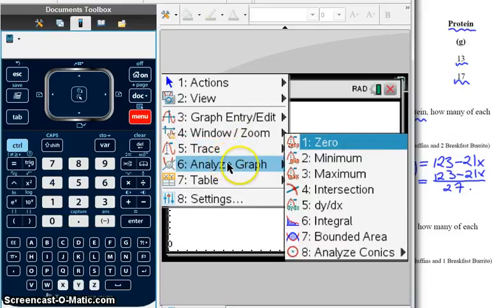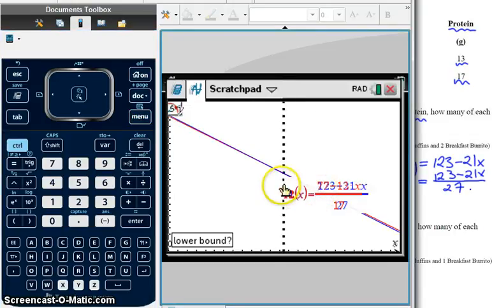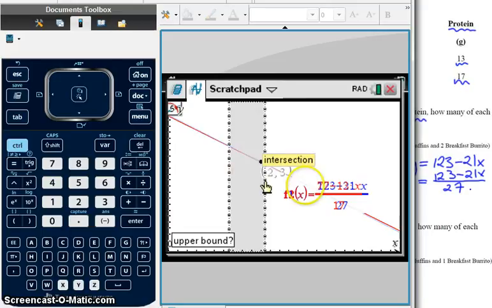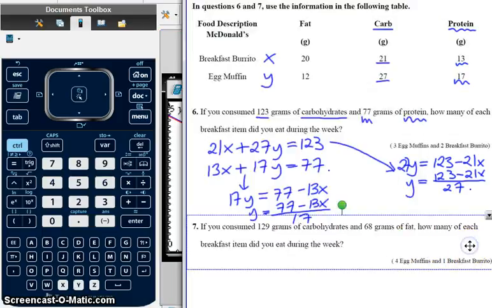If we analyse the graph with the intersection, option number 4, you could just click 6 and 4. So we think it's somewhere on the lower bound, somewhere here, and there it is. So the calculator picks it up as the intersection there, 2, 3. So in terms of our solution, 2, 3.